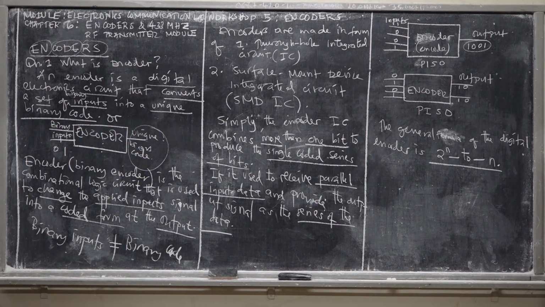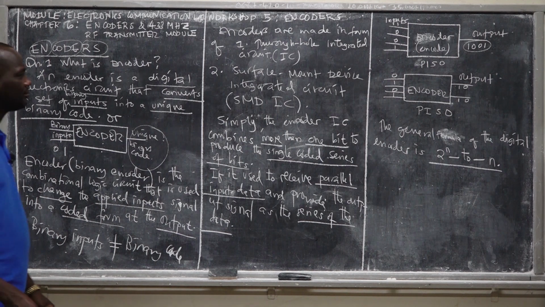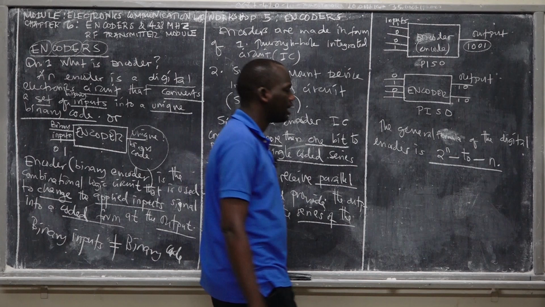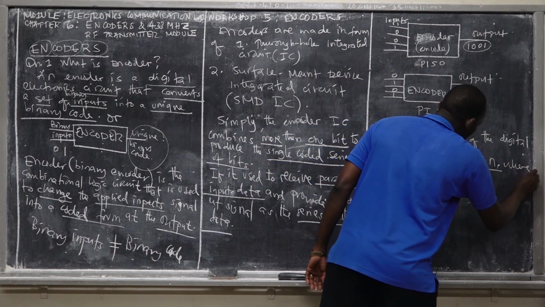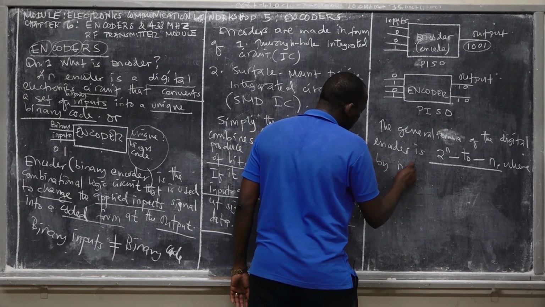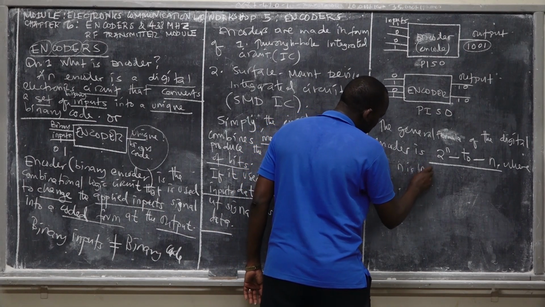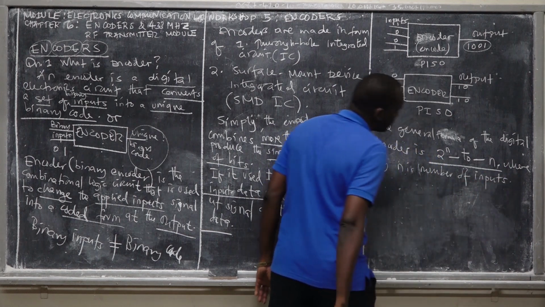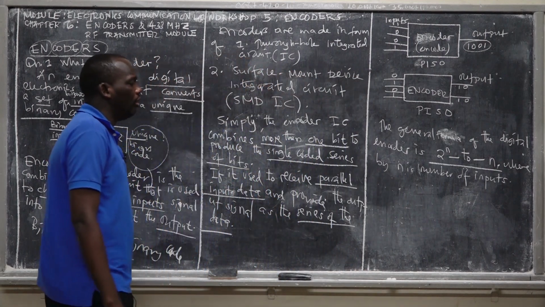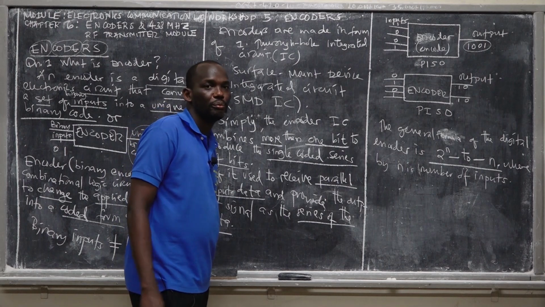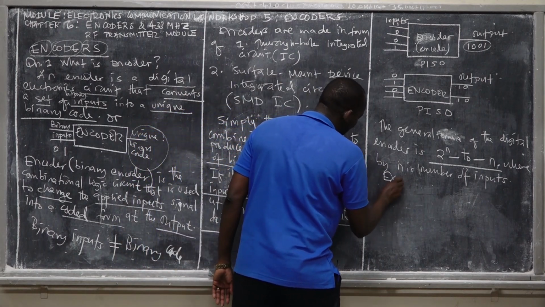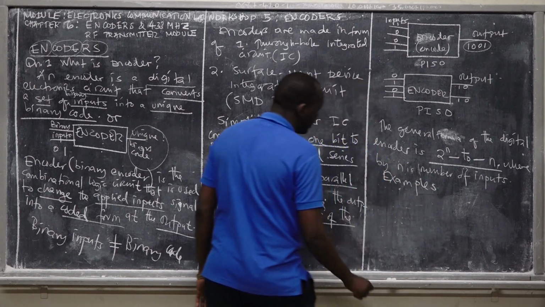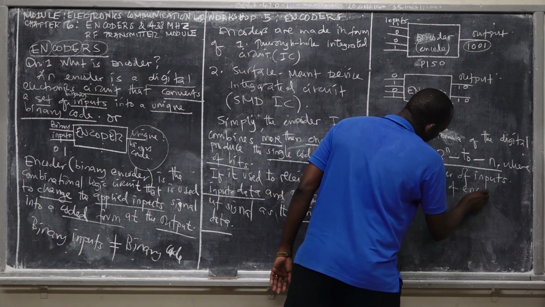So that's the general formula that we use in designing what we call fundamental digital encoders. For this case, n is the number of inputs. Once you have this mathematical formula, we can have some examples of encoders.